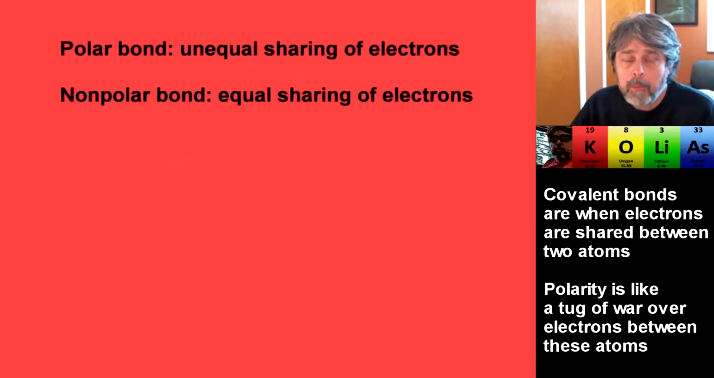Okay, so probably the most important part of this whole unit here is understanding what polar and nonpolar even means. Polar bonds are when we have unequal sharing of electrons. That means one side of the bond has more electron density than the other. It's kind of like a tug of war.